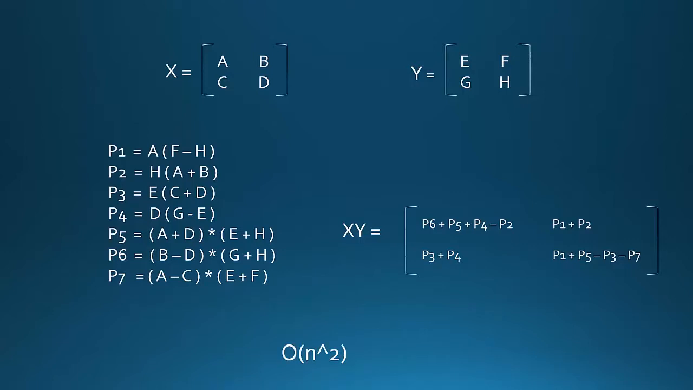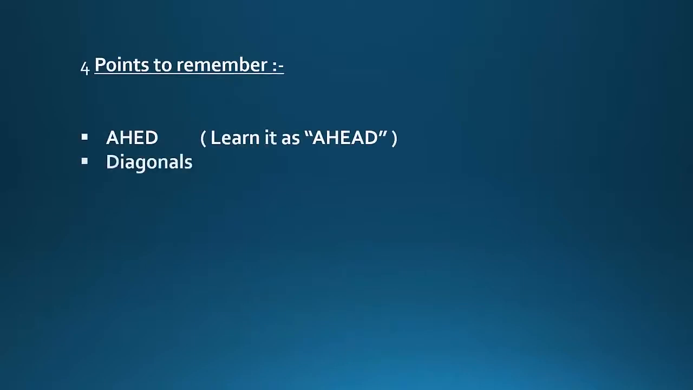So the basic problem is how to learn these 7 formulas in a fast way. I have developed my own way to learn them. You just need to remember these 4 points in order to derive the 7 formulas P1 to P7. First one is "ahead". Make a note that the spelling is AHED, but you can learn it as ahead. Then we have diagonals, which represent the diagonals of the matrices, last CR and first CR. C represents column, R represents row.